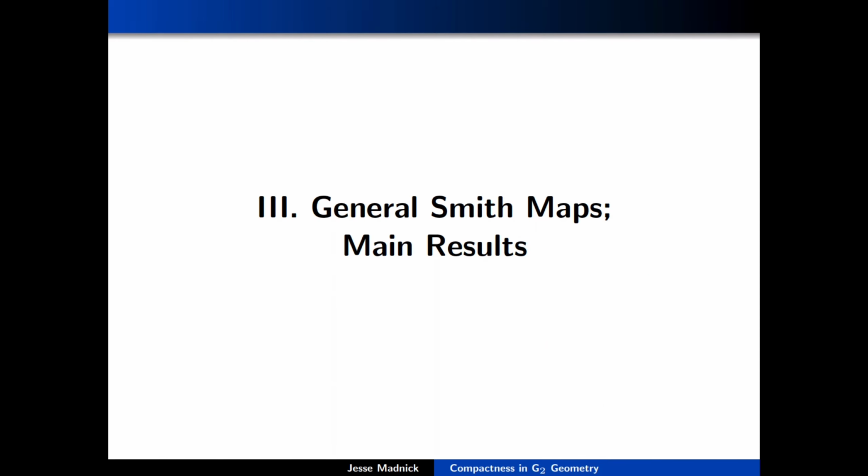Okay, so in the next and final part of this talk, we will place everything in an even more general context, that of general Smith maps. And in that context, we will state Smith's theorems stating the geometric properties of Smith maps, and we will also state our own results on the analytic aspects of associative Smith maps in particular.